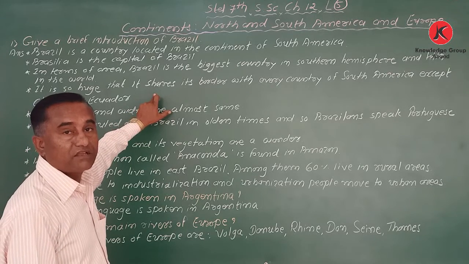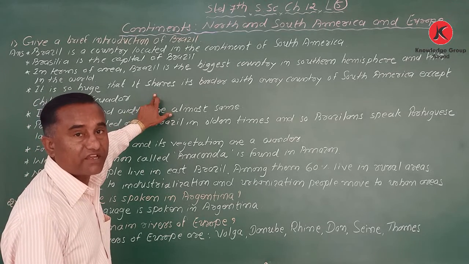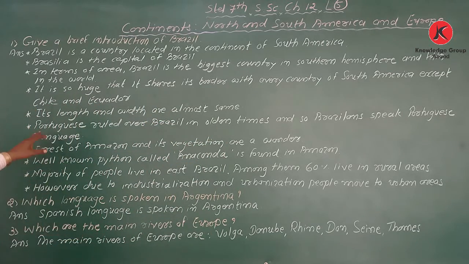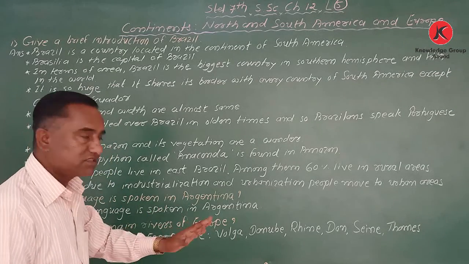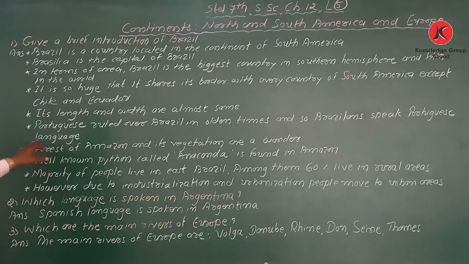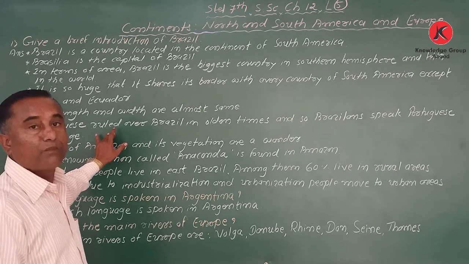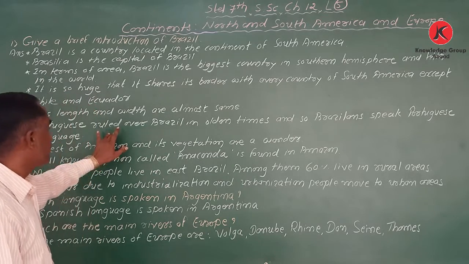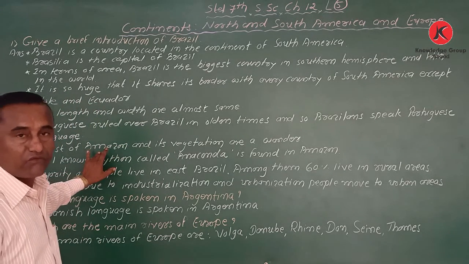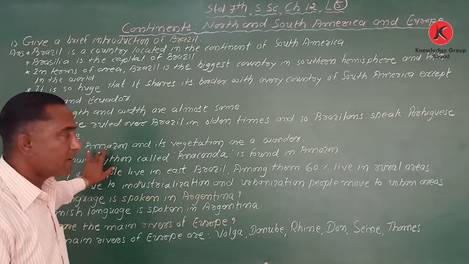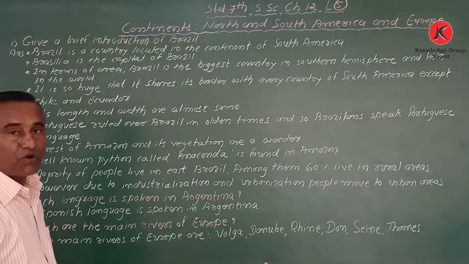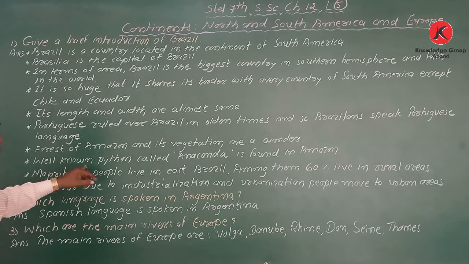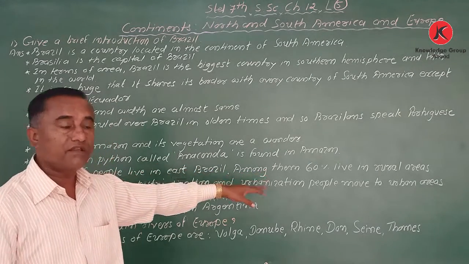With how many countries does it share its border? Except Chile and Ecuador, it is shared with all. Next one is that length and width are the same, though not exactly. Then, why do the people speak Portuguese? Because the Portuguese ruled over Brazil in ancient times. Next is vegetation: the Amazon forest. Its speciality is the python, the well-known anaconda, found in the Amazon.